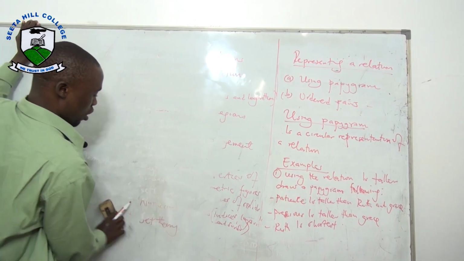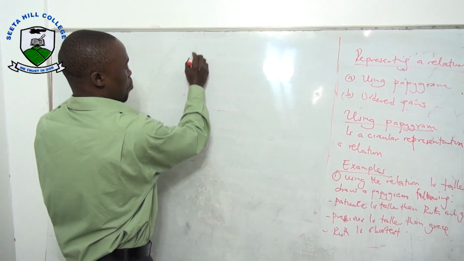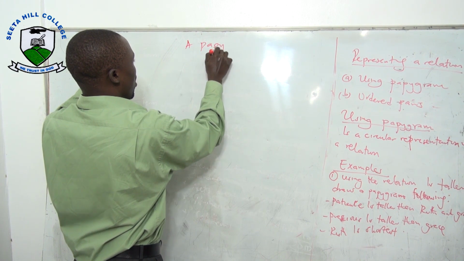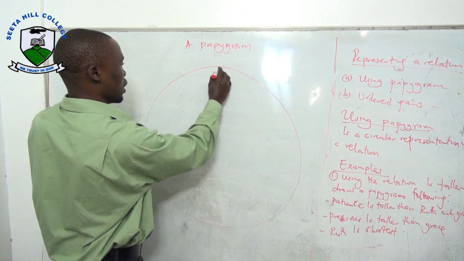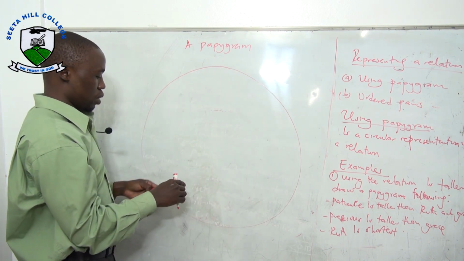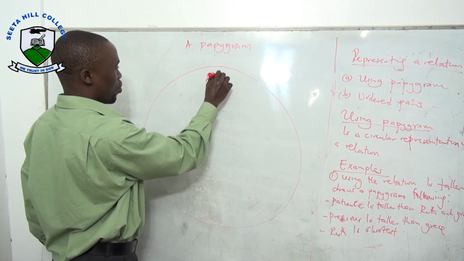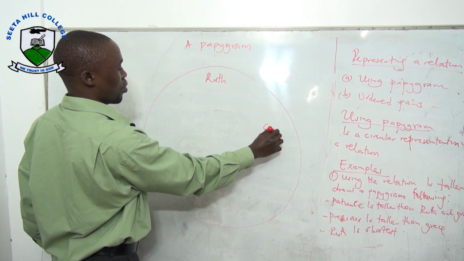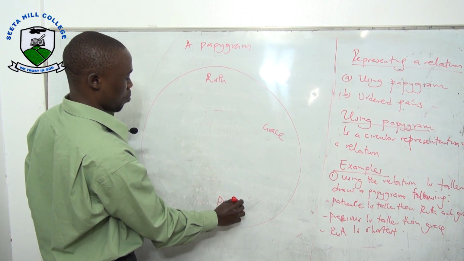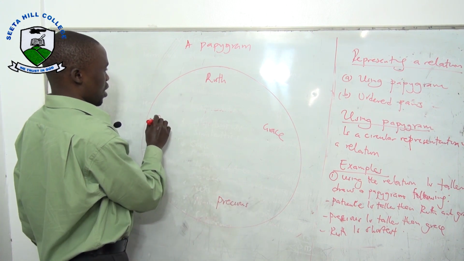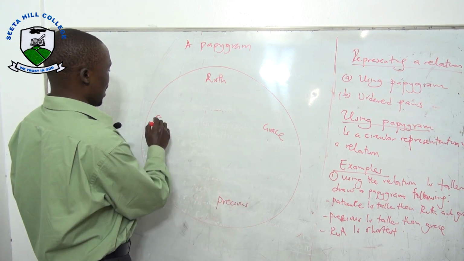Now, how are we representing that? Now we are drawing a papagram. For a papagram, you just draw a cyclic set, then put in the members. I have here Ruth, not so? We have also Precious and there is this other Precious, and Millie, not so?